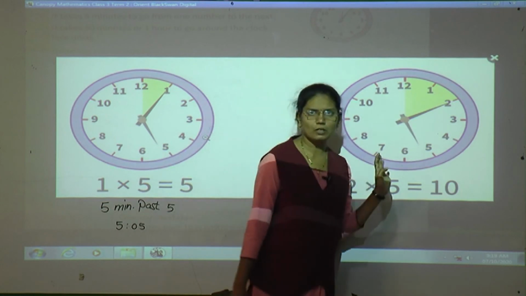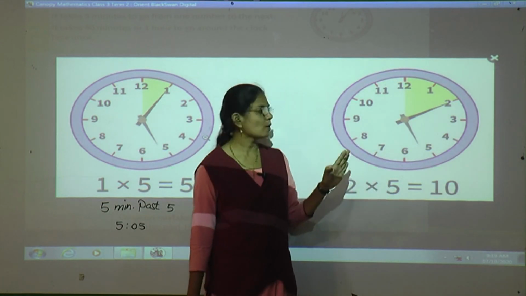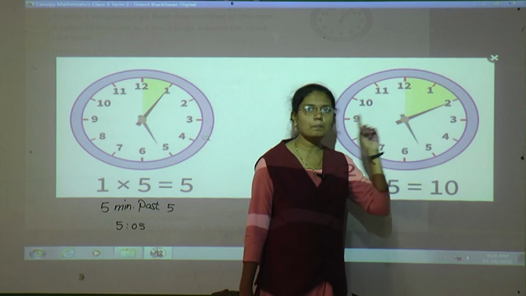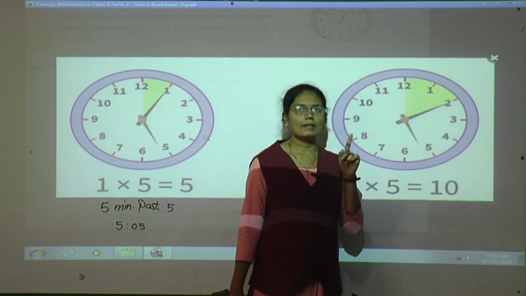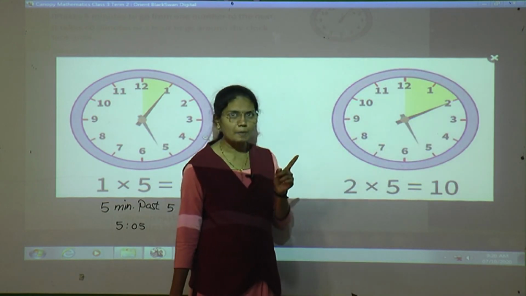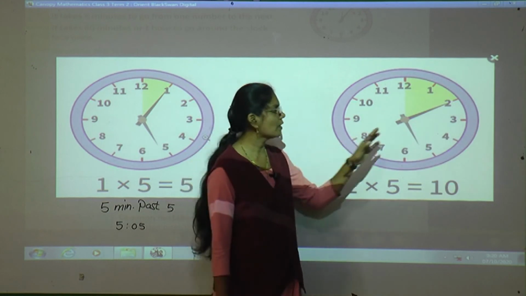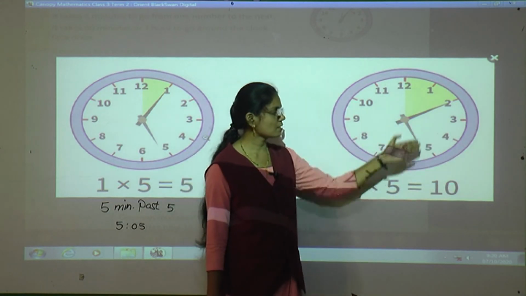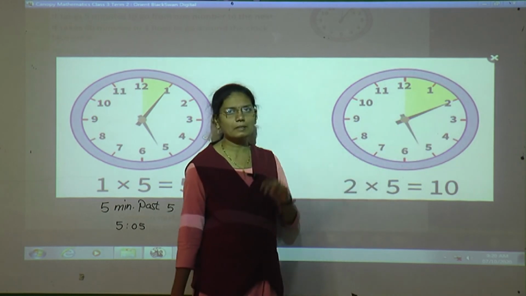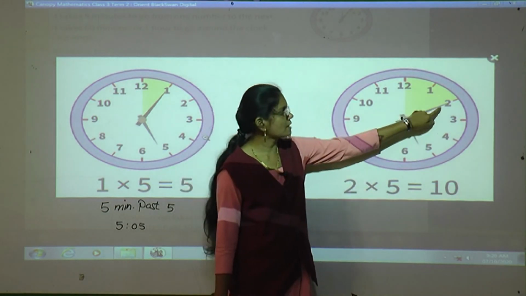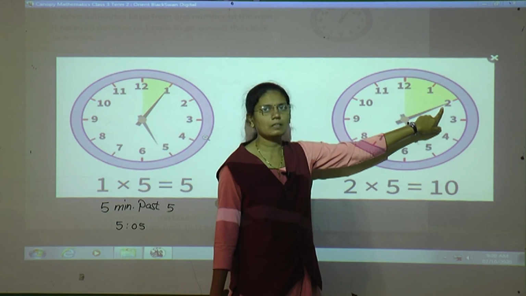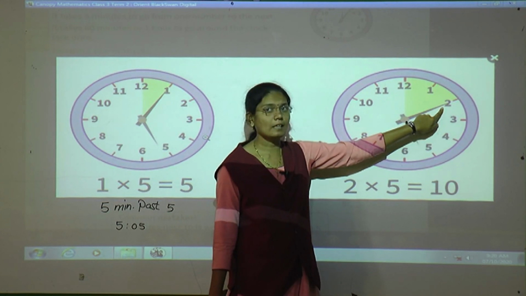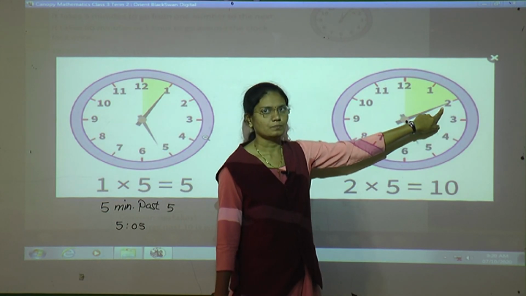Now first of all, what you have to see? You have to see first where the minute hand is. While reading the time, first you have to see where the minute hand is in the given clock. In this clock, where is the minute hand? It is on 2. Minute hand means long hand.